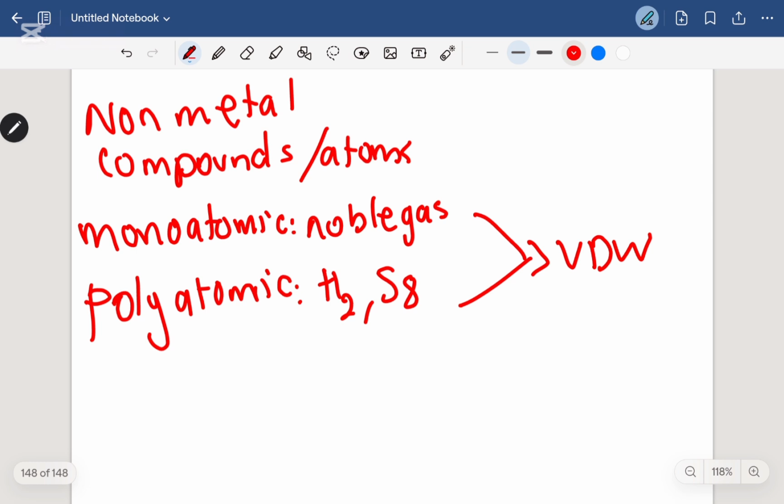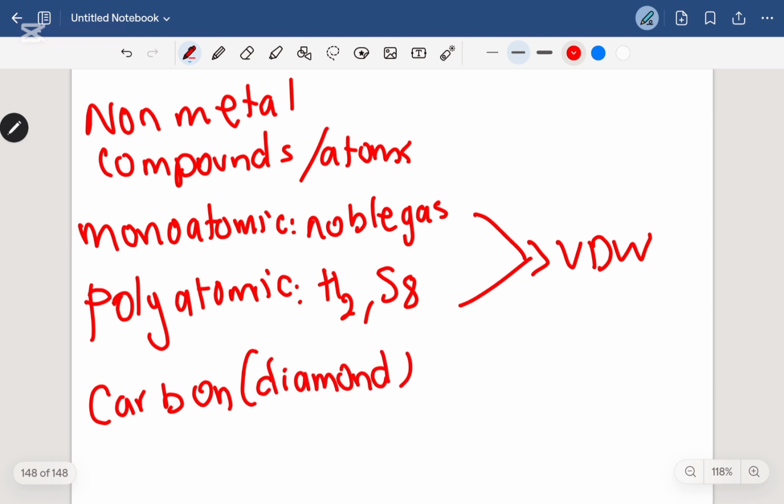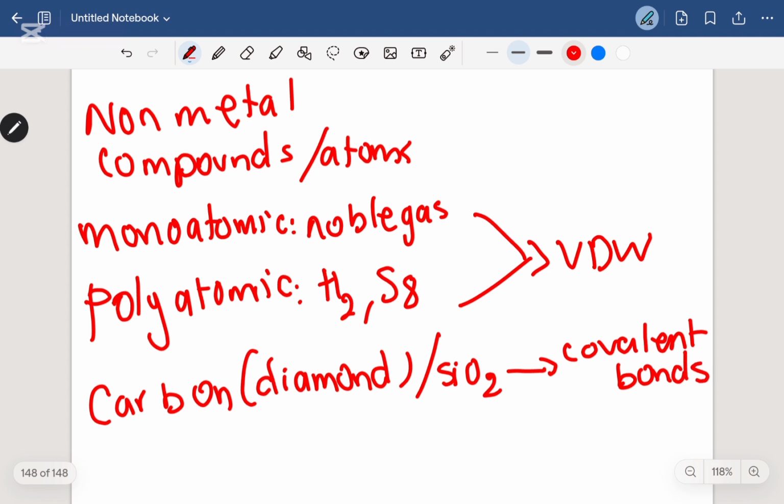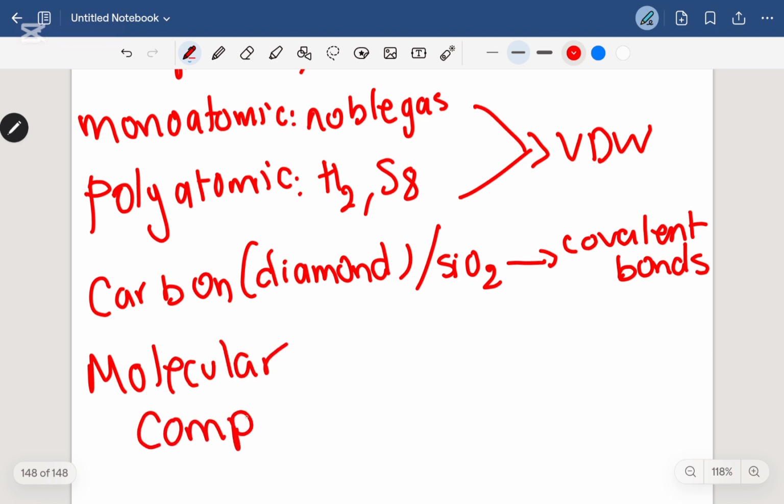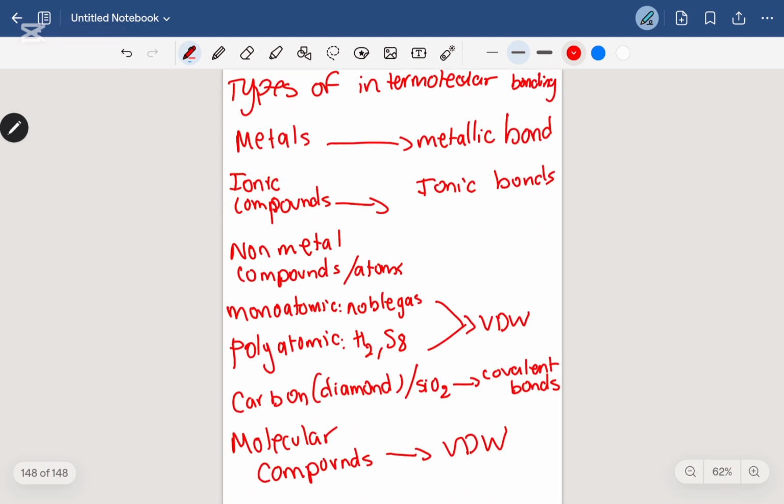Now we move on to something different, which is carbon, for example, diamond, graphite. I'm just going to write diamond. So carbon, an example is diamond, or SiO2. They share what? They share covalent bonds, or covalent forces between them. And now, last but not least, we have molecular compounds, okay? They have a force which is the van der Waals force. So this is pretty much it for the types of intermolecular bonding.